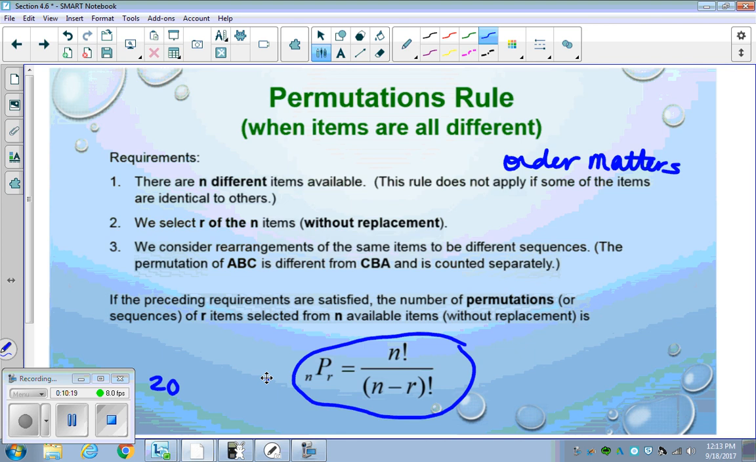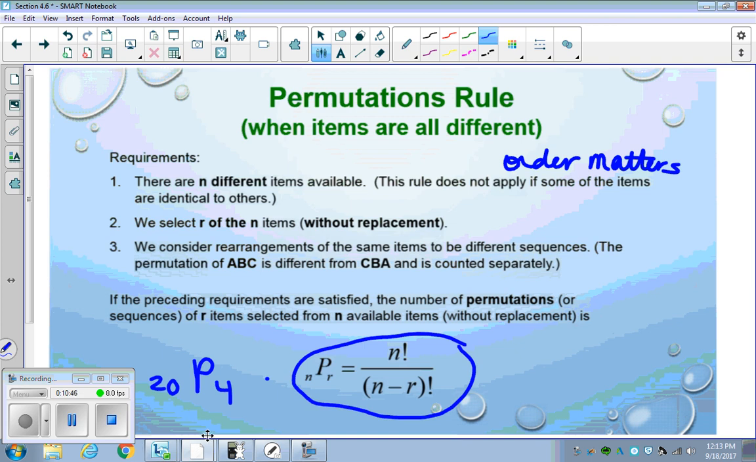So I have 20 to choose from. And I'm going to do a permutation because order matters. How many am I choosing? President, vice president, secretary, treasurer. 4. And I could do this calculation. N is 20 factorial divided by n minus r. R is 4, so it would be 16 factorial. That's what that means. Okay?